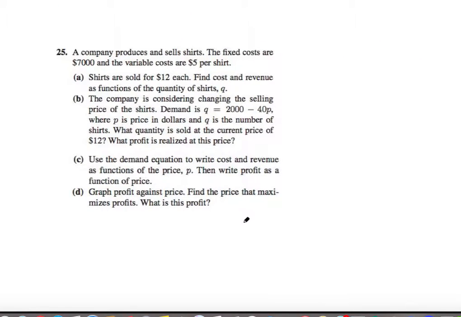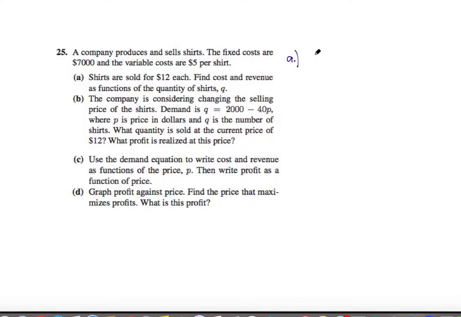25. So we have a company that produces and sells shirts. The fixed costs are $7,000. The variable cost is $5 per shirt. And we're going to say the shirts for part A are sold for $12 a piece. So we're going to create a cost and revenue function as functions of the quantity of shirts.